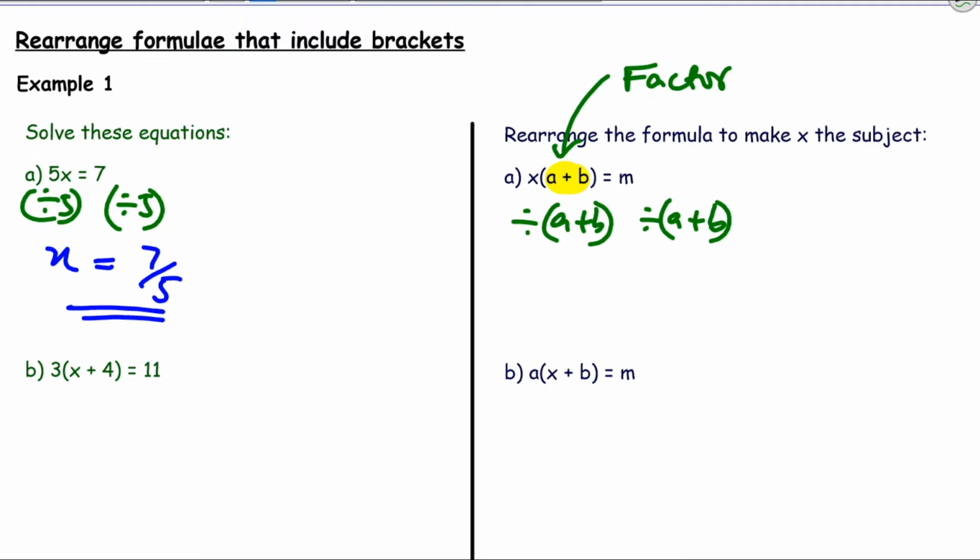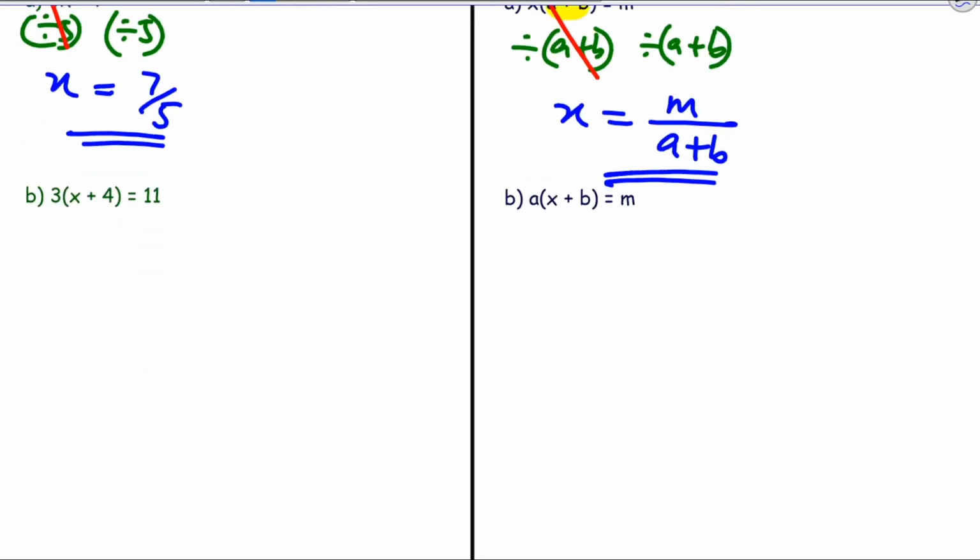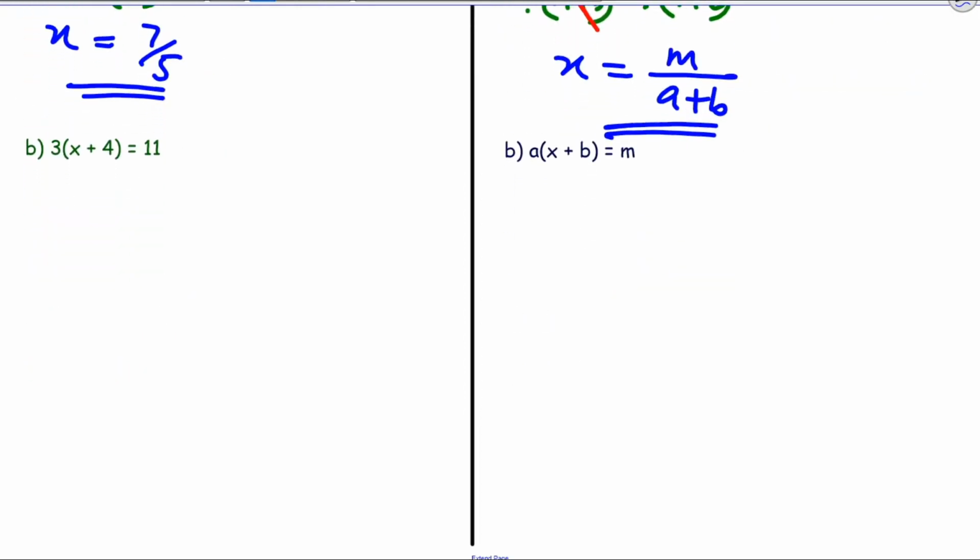So what we shall end up with is, by the way, a plus b divided by a plus b is 1, just like here, 5 divided by 5 is 1. That's why we ended up with x. So x will be equal to m over a plus b. All right, and you can see the similarities between these two processes. So we'll use the same method to work out the next questions.